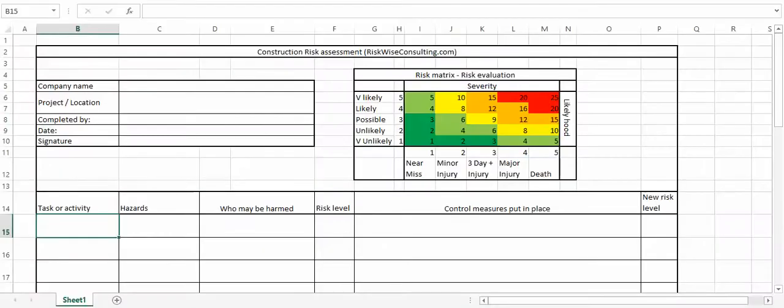So this is the basic risk assessment that I've just set up. You can see in the corner that you have the details for the risk assessment, a risk assessment matrix, which I'll go through in a bit more detail. You've got the tasks and activities that you're involved with, the hazards with those tasks, who may be harmed, the risk levels, the control measures you're going to put in place, and the new risk levels.